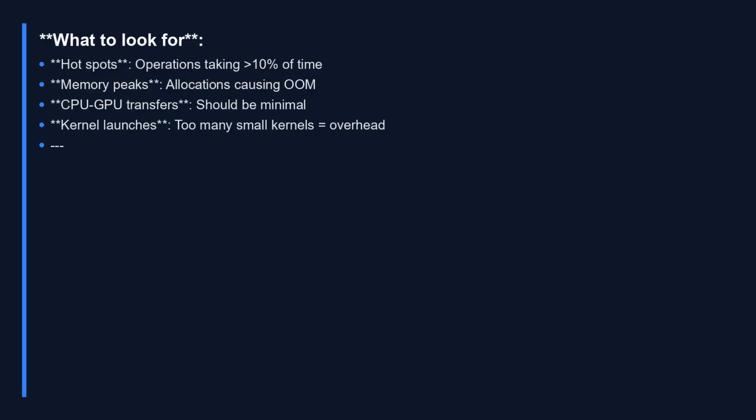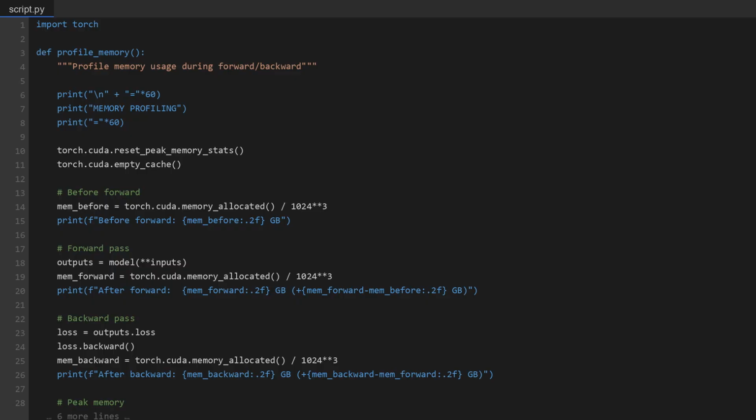CPU to GPU data transfers appearing in the CUDA timeline indicate that tensors are being moved during the forward pass, a sign that your DataLoader or preprocessing pipeline isn't keeping the GPU fed. And a large number of very short kernel launches signals that operations aren't being fused, which is exactly what torch.compile addresses. This memory profiling function isolates exactly how much VRAM the forward and backward passes each consume.